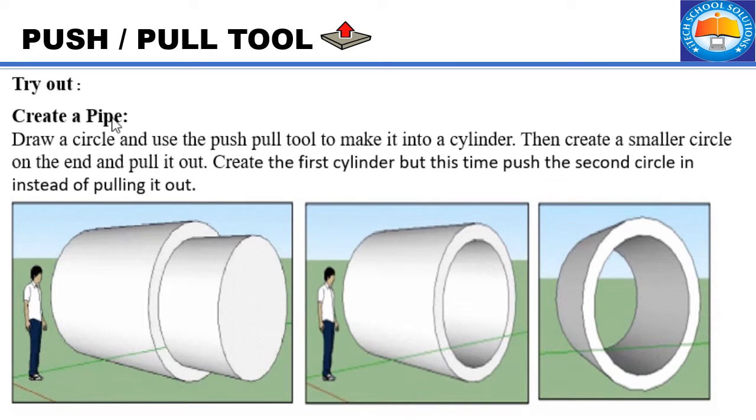Children, in order to create a pipe, draw a circle and use the push-pull tool to make it into cylinder. Then create a small circle on the end and pull it out. Create the first cylinder, but this time push the second circle instead of pulling it out.